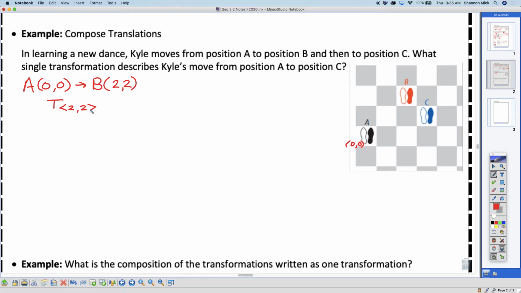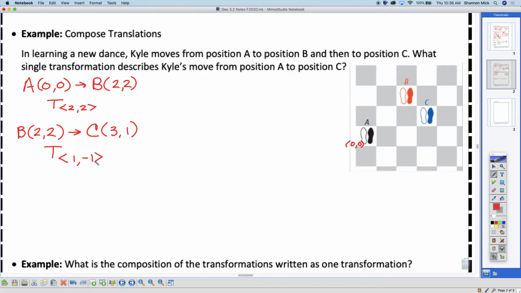And then he goes from B, which is at 2, 2, to C, which is 3, 1. So what translation was that? I went from 2 to 3, plus 1, and I went from 2 to 1, minus 1.